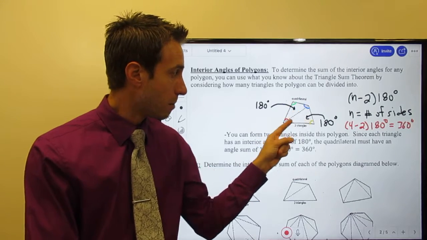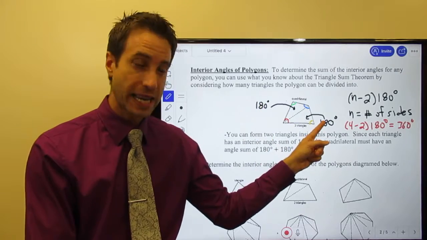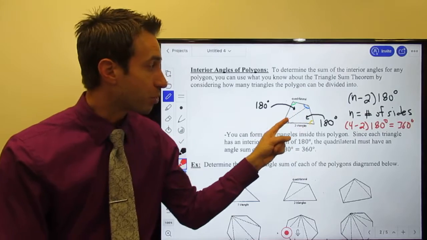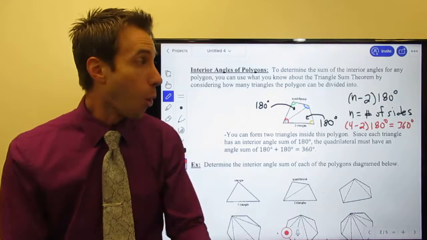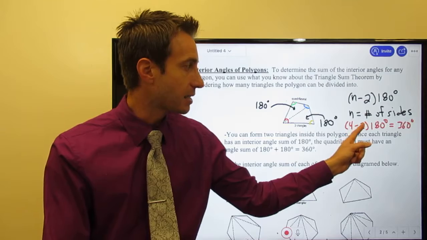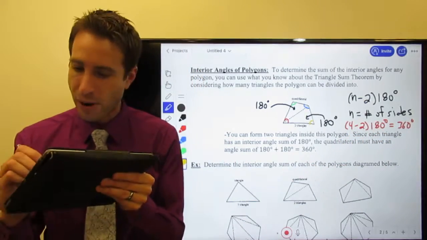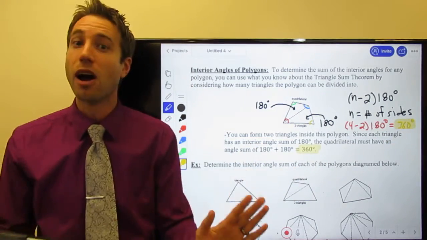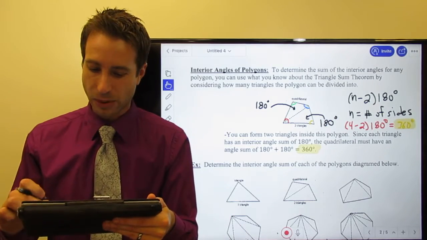Top triangle, bottom triangle, both of which have to sum to 180. 180 plus 180 is 360. So either way, whether you split your polygon into triangles and find the sum that way, or use our fancy equation, count the number of sides minus 2 times 180, you get the exact same answer either way. And we're going to practice using both of these. 360, 360, you get the same answer either way. Stick with me. Let's try a couple more together. You'll see exactly what we're talking about here.